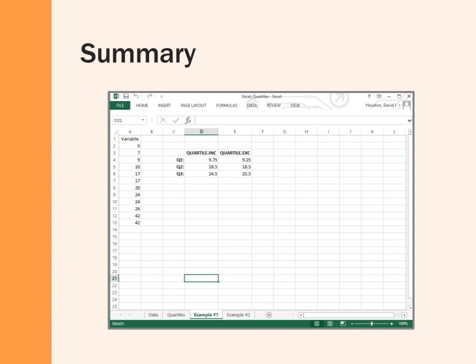It is used by other stat packages, while the INC version of the quartile function is not used by other stat packages. So SPSS, for example, does generate the exact same Quartile.EXC values that we have here. So it uses the similar algorithm. So my preference would be to always report the Quartile.EXC results.